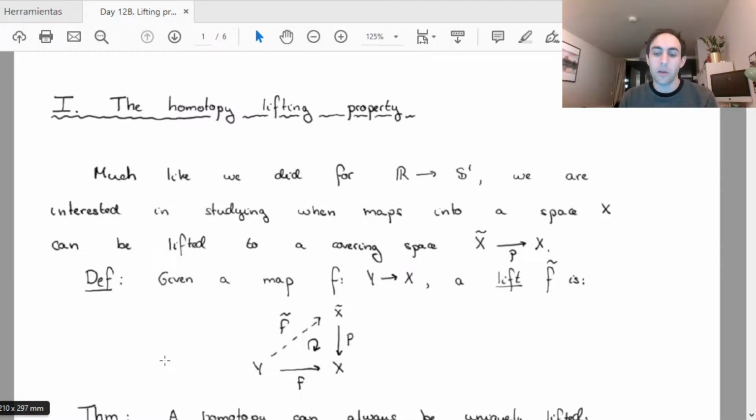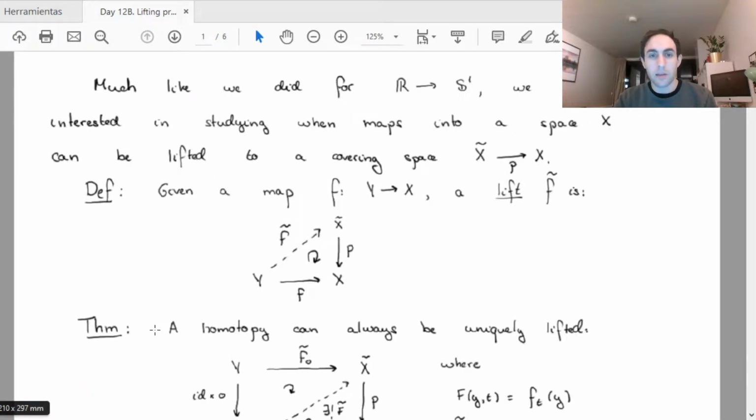And the idea we followed back then was to say, well, look, I want to study loops in S1, so what I do is I lift them up to R, and then I do manipulations there, right? The big result was that the way in which we measure how much a loop is turning in S1 is by measuring where its endpoint in R ends up, the endpoint of the lift. So let's do exactly the same. Let's develop the notion of lift in general.